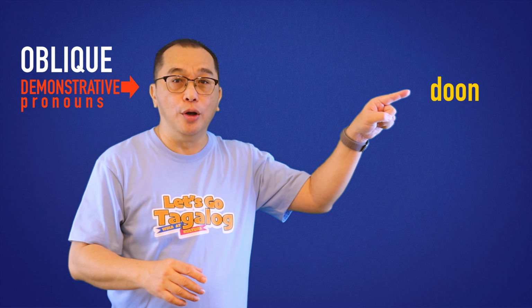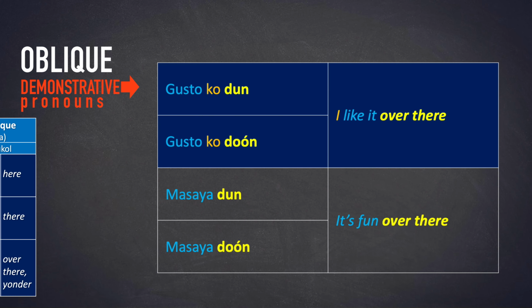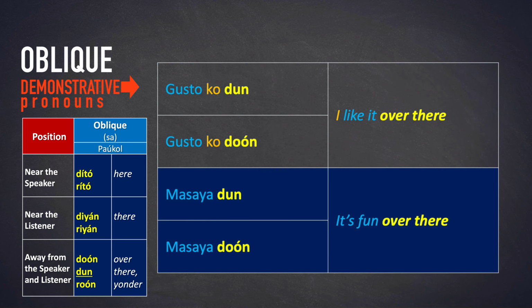For oblique demonstrative pronouns, we have the colloquial equivalent of doon, which is dun, that over there. You can say, gusto ko dun, instead of gusto ko doon. I like it over there. Or, masaya dun, instead of masaya doon. It's fun over there. Cool?